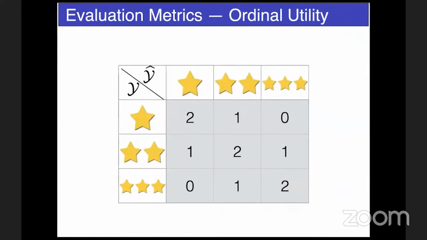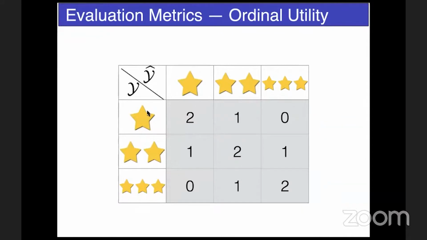This is a much better way of evaluating, where this is what you say. If truly the movie is 1 star and you rate it as 1 star, you get 2 points. If truly the movie is 1 star and you rate it as 2 stars, it's bad, but not as bad as 3 stars, so you get 1 point instead. If truly the movie is 1 star and you rate it as 3 stars, you get 0 points. This is to get a sense of how wrong you are. The main thing to notice is that there is obviously the perfect prediction, but not all mistakes are equally wrong. That's the key thing to note here.